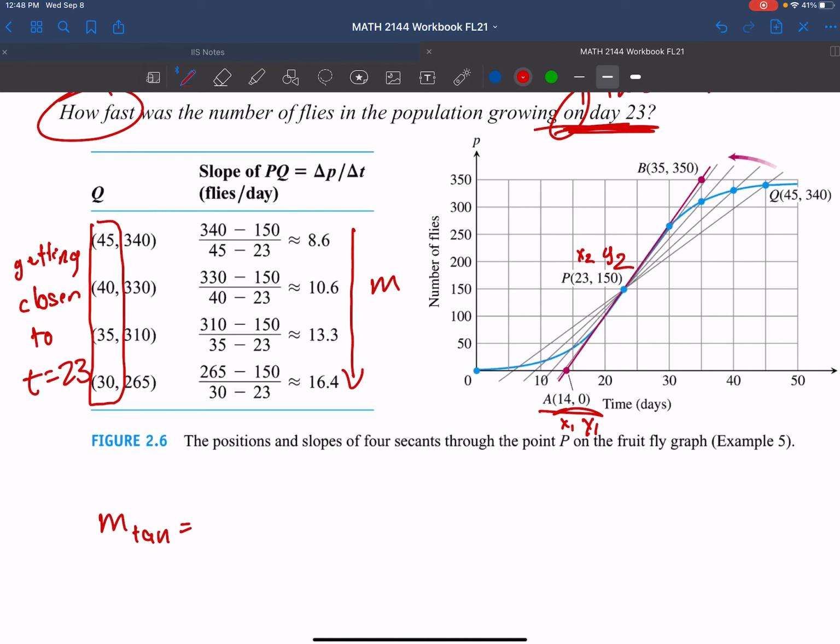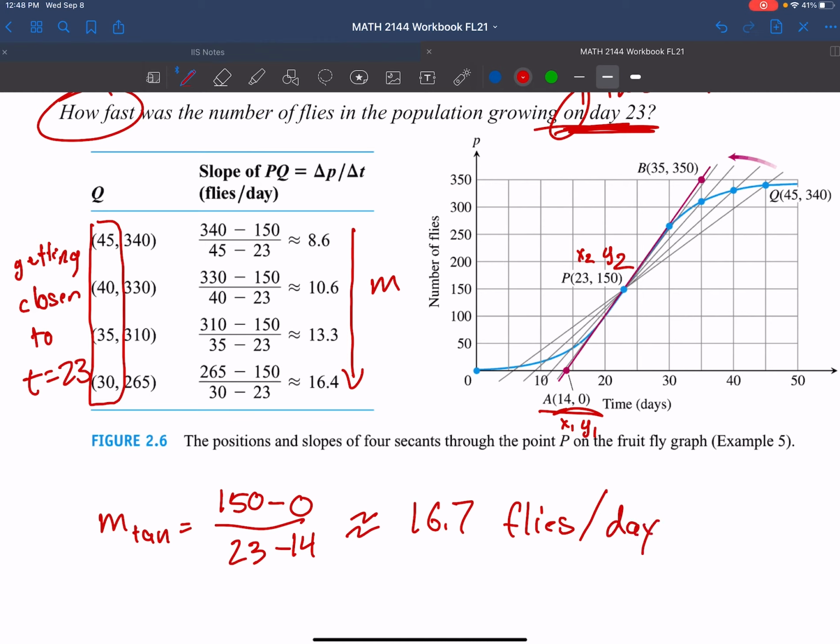So the slope of the tangent line right there in red is 150 minus 0 divided by 23 minus 14, which works out to about 16.7 flies per day.